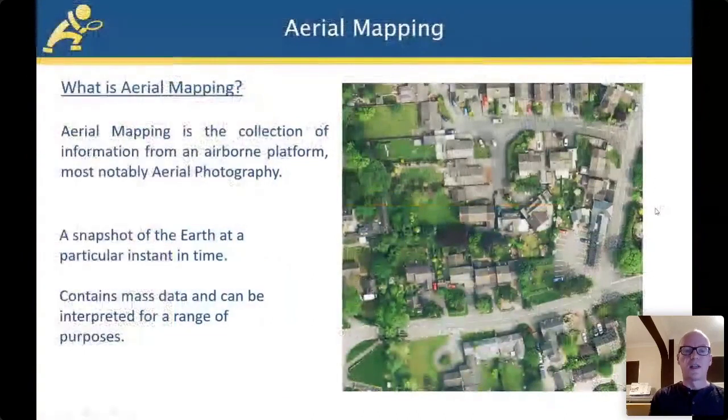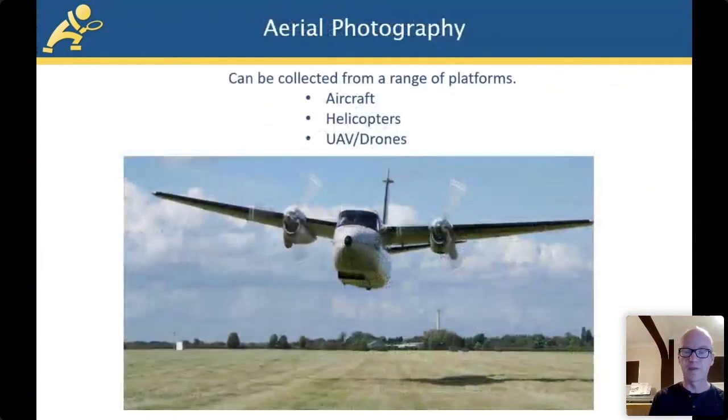I'll start with a little introduction of what aerial mapping is. It's a collection of information from an airborne platform, most notably, but not exclusively, aerial photography. It's a snapshot of the Earth at a particular instant in time, it contains mass data, and can be interpreted for a range of purposes. It can be collected from a range of platforms: aircraft, helicopters, UAVs, drones, and obviously also satellites. I'm going to be talking about the capture from aircraft, which is what we use for the projects we work on.